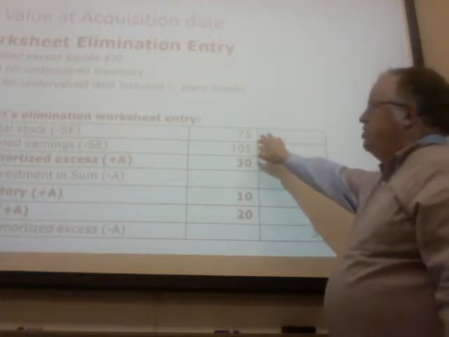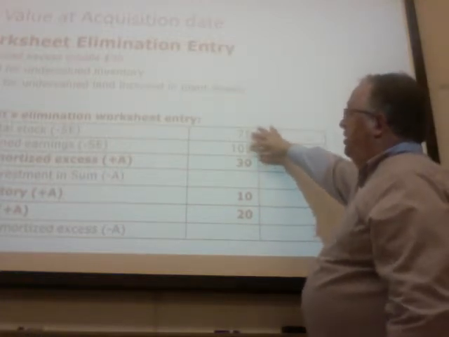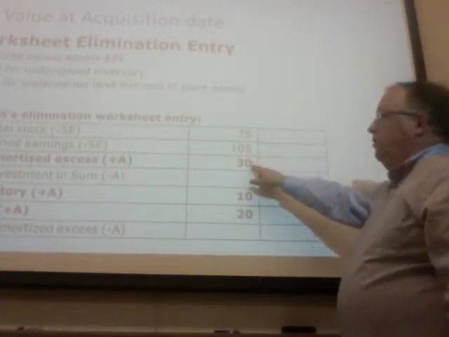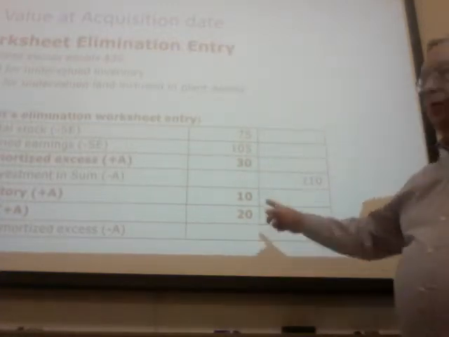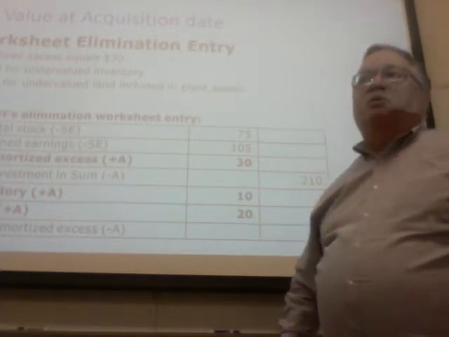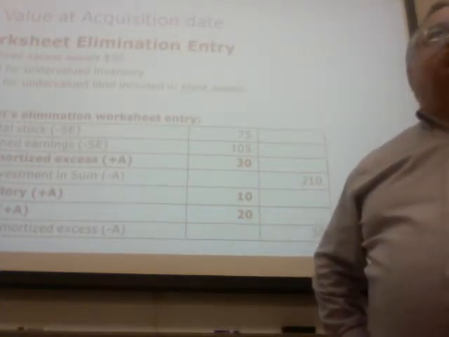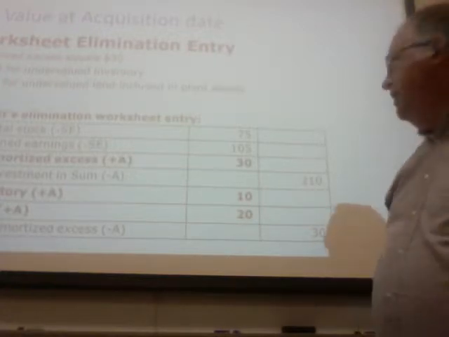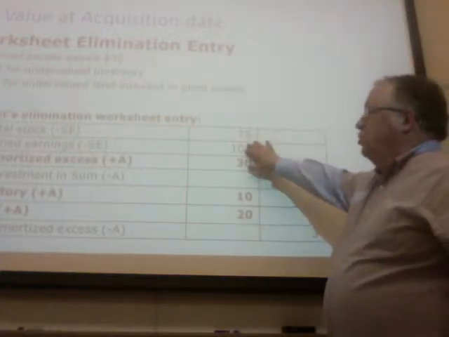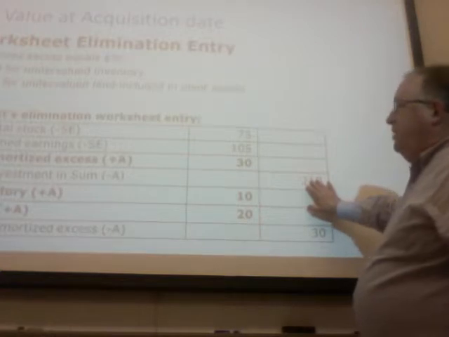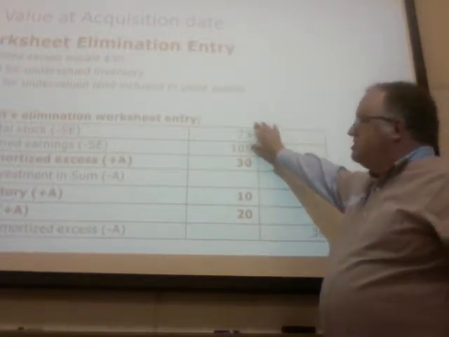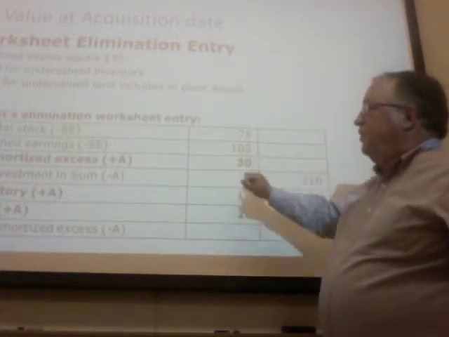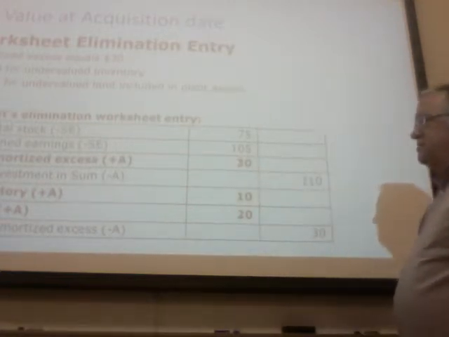So for the parent's elimination worksheet entry, we get rid of the subsidiary's capital stock and retained earnings. We're going to use a clearing account in this example called unamortized excess. That's just a clearing account that we're going to clear out. We're using that just for clarity here, because we want to get our journal entry to balance. We know we paid $210 for Sum. We know that this is Sum's book value equity. So right now we're just going to use the clearing account for the unamortized excess.